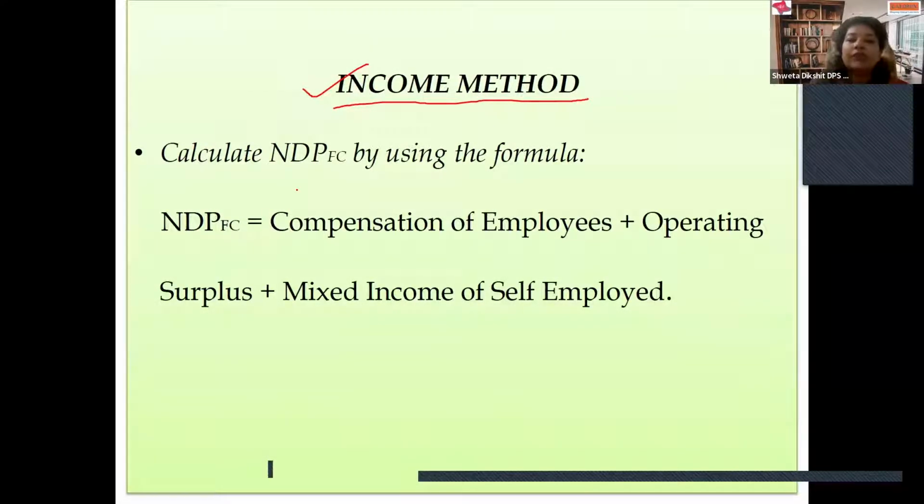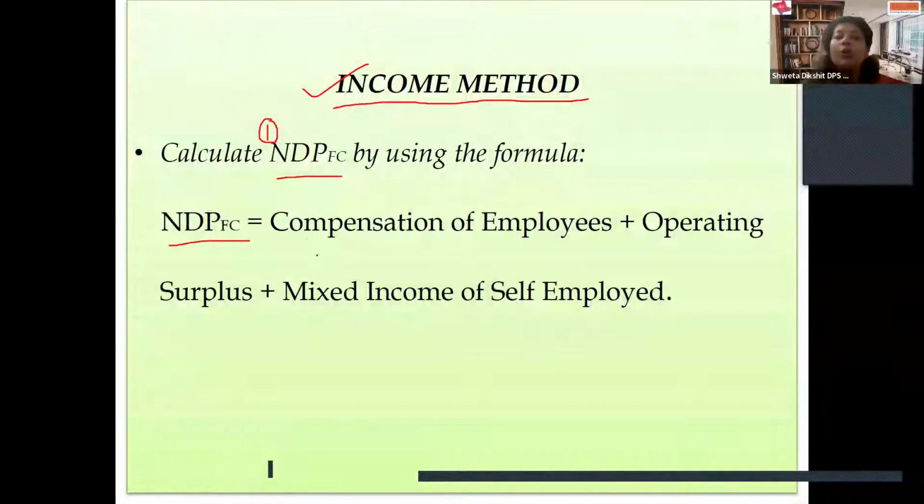So for the formula of NDP at FC, for calculating by the income method, the first step takes us to NDP at FC. For calculating NDP at FC, remember that in the value added method we were reaching GDP at MP, but here we are reaching NDP at FC.